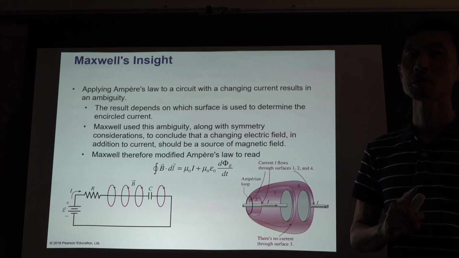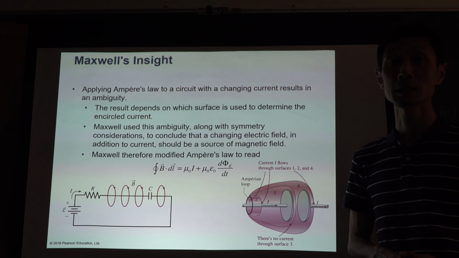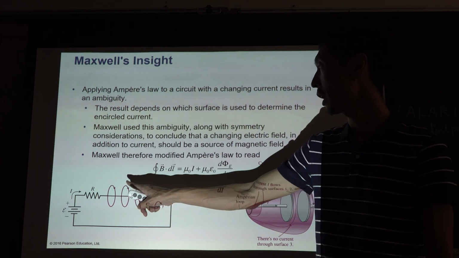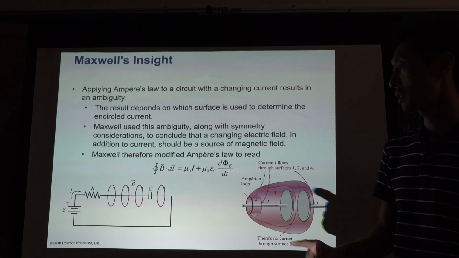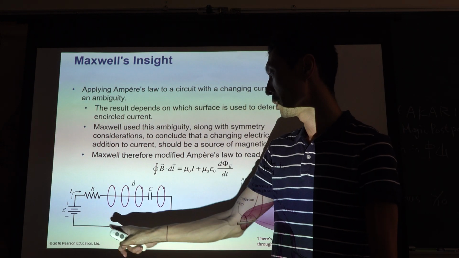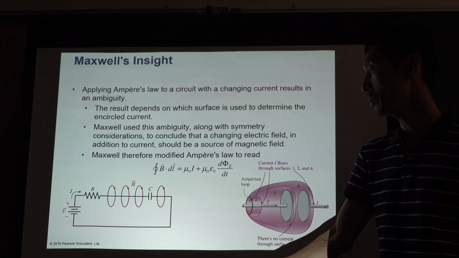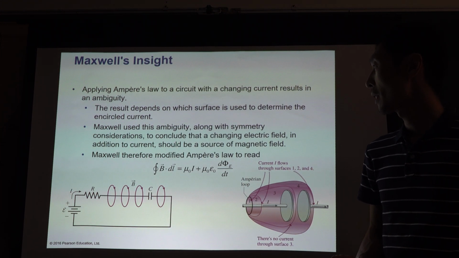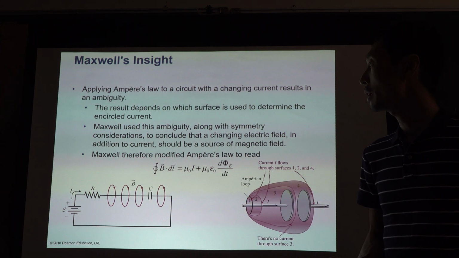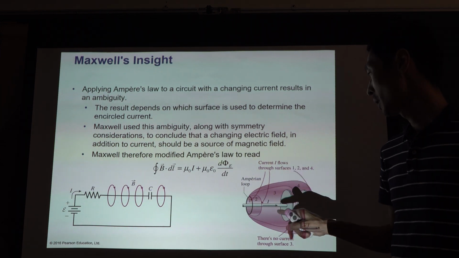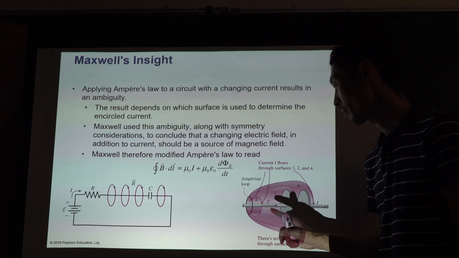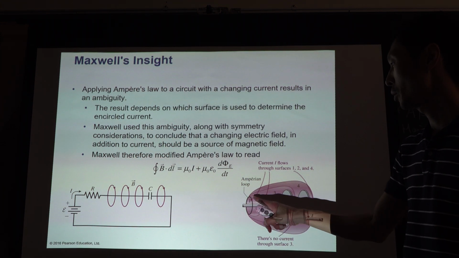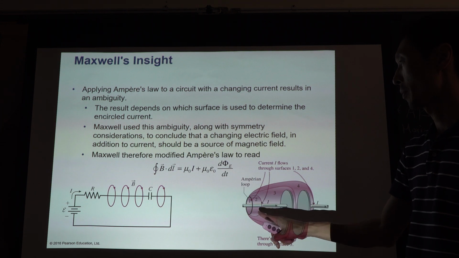So what Maxwell thought about in 1960 is you think about this kind of circuit. See, there's a voltage and a resistance and the current goes through, and there's a capacitor. Then try to apply Ampere's law here. So this is a schematic view. And then let's try an Ampere's loop here, loop 1 here.